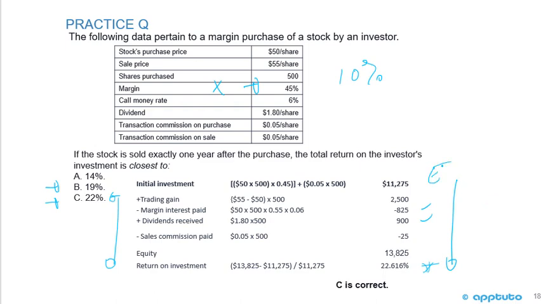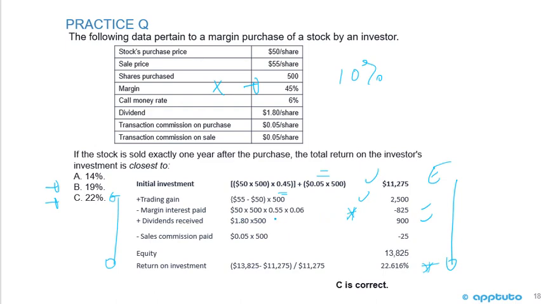You got to have your initial equity, which is our $50 times the $500 times 45%. They gave us the percentage, which is nice. Don't forget to add the commission, $11,275. Add the trading gain, which is easy, $5 a share times 500 shares, $2,500. But again, you had to calculate the margin interest.